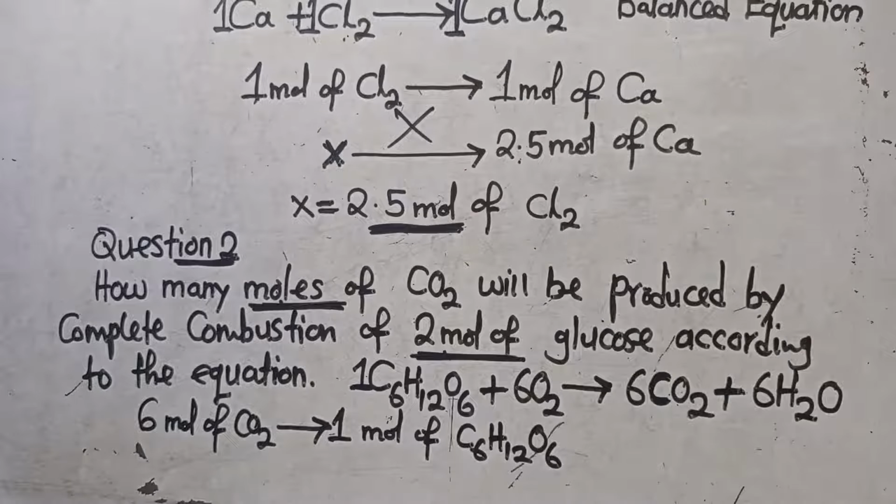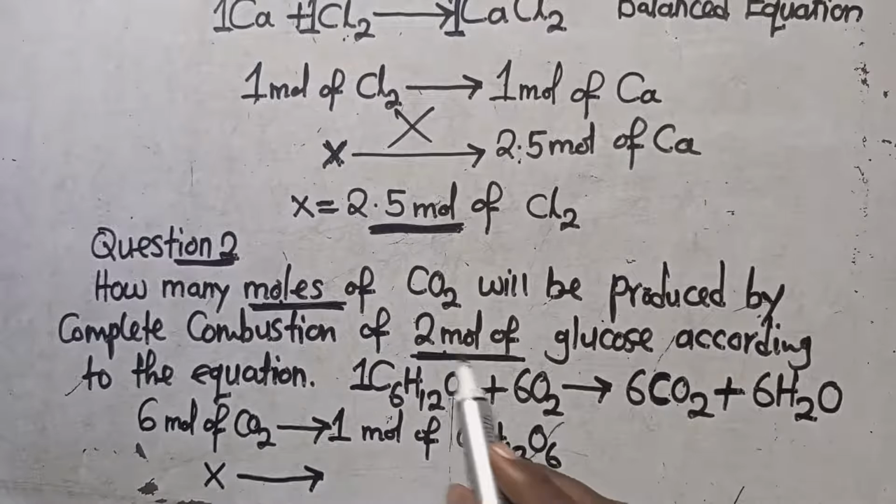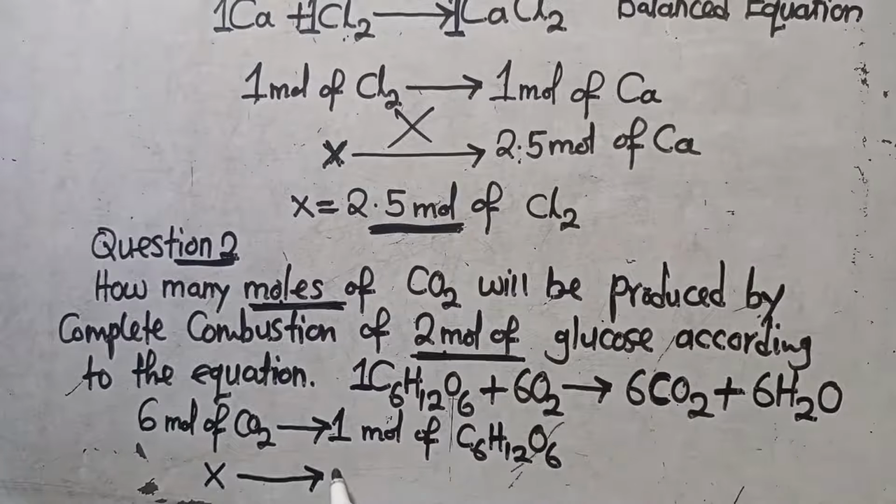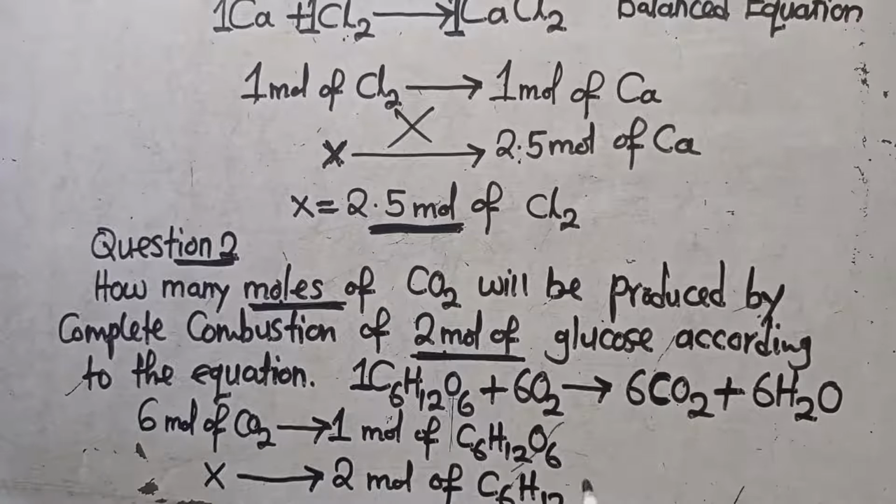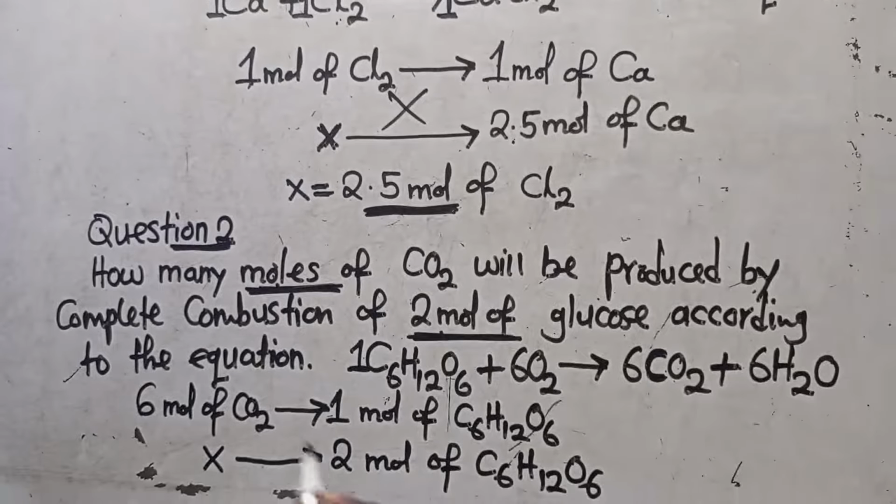Then we now go to what we are given in the question. Here we want to find for carbon dioxide. Then here I put, this is now what? Glucose, 2 moles of glucose. So I put 2 moles here. 2 moles of what? Glucose. So from here now, I cross multiply. It's just a matter of cross multiplication.